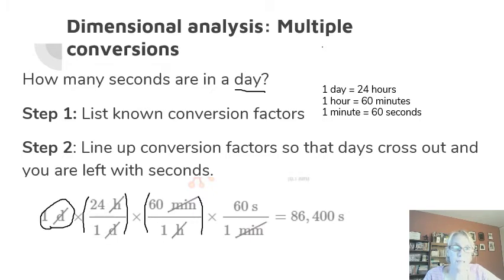So one day, day has to go on bottom. So one day is 24 hours. Now hours goes on the bottom. We know 1 hour is 60 minutes, right? Now minute goes on the bottom, and we know 1 minute is 60 seconds. So as we've been crossing out diagonally, so day, day, hour, hour, minute, minute, the only unit we're not crossing out is seconds. So we've now converted our days to seconds, and in this case, we're just multiplying 24 times 60 times 60, and we're getting our seconds, and that makes sense that it would be a big number, okay?